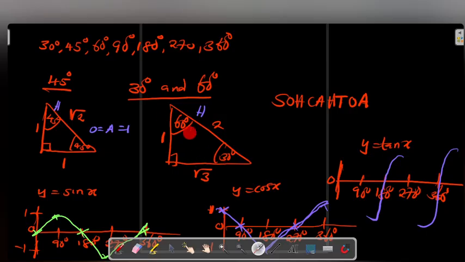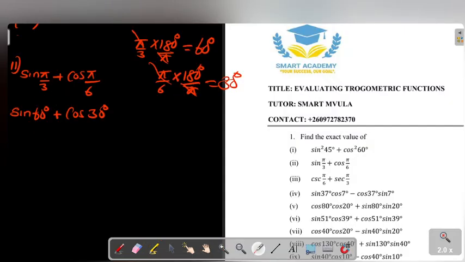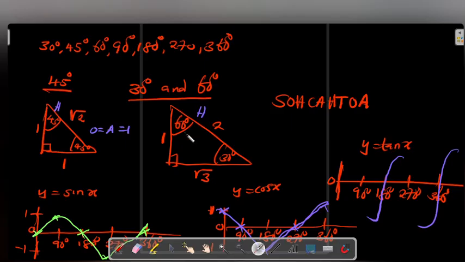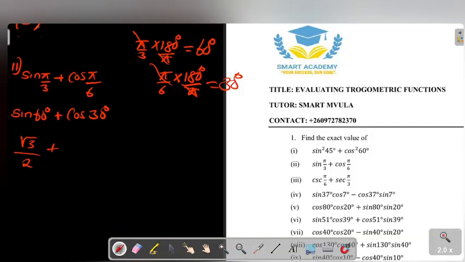60 degrees is on our second right angle triangle. Sine 60 is opposite over hypotenuse. If 60 degrees is here, the side opposite to 60 is root of 3, then the hypotenuse is 2. So sine 60 degrees is root of 3 over 2. Then plus, we move to cos 30. Cos is adjacent over hypotenuse. If 30 is here, the adjacent side is root of 3, then the hypotenuse is 2. So we have root of 3 over 2.